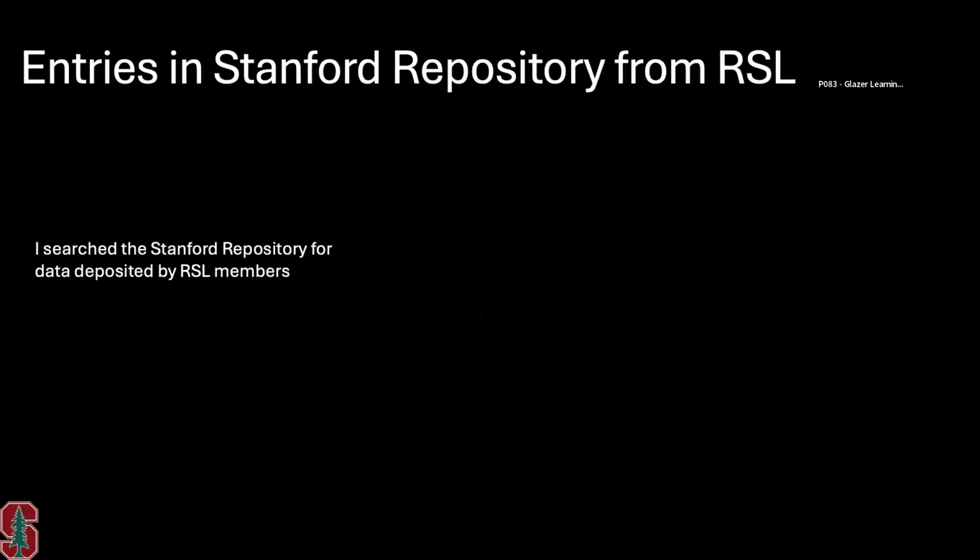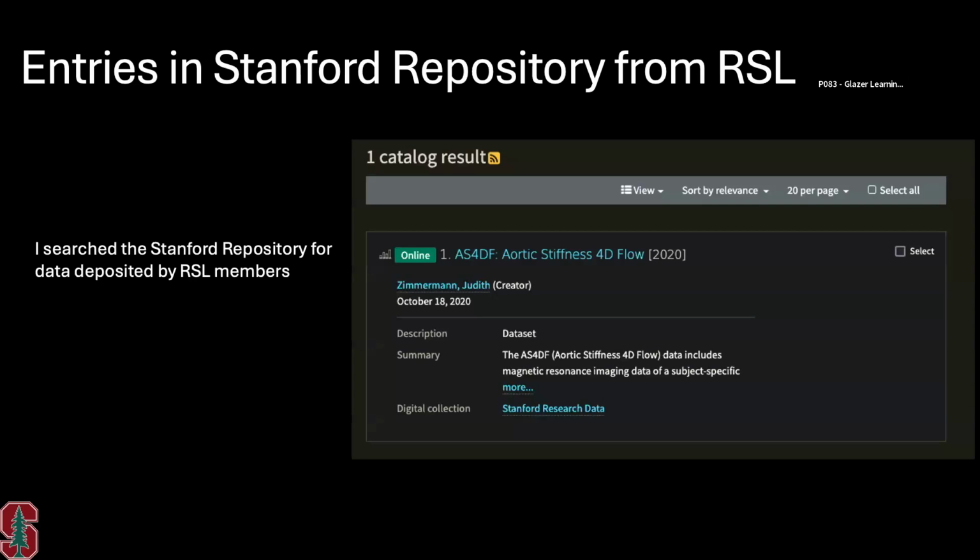Okay. So I looked for entries in the Stanford repository specifically from RSL. So how many entries do you think I found? 0? 0? That's very cynical. Okay. Well, it was 1. But it was from the lab I'm a member of. So that was great.